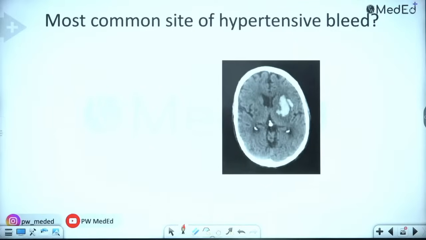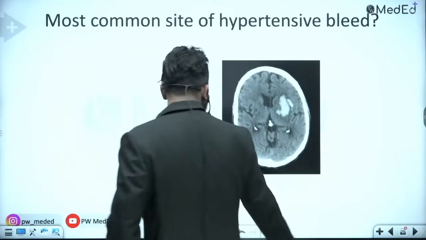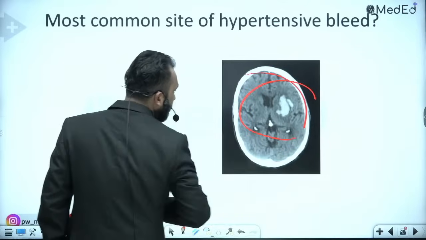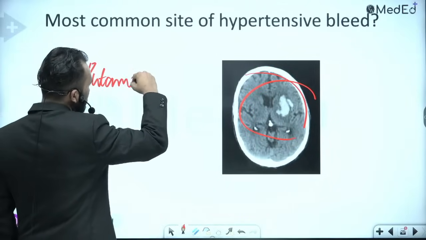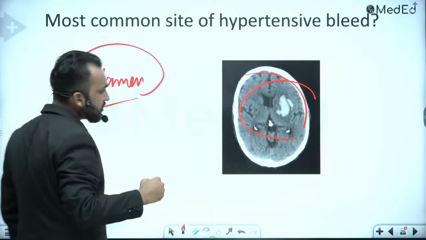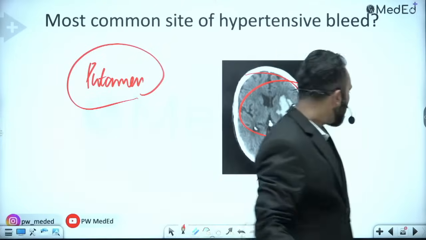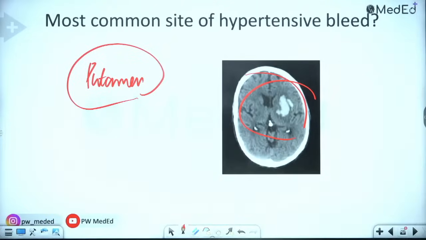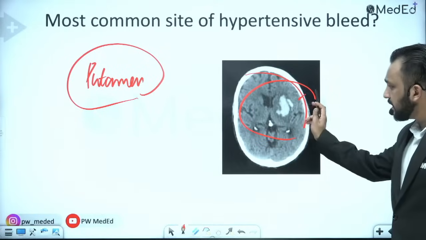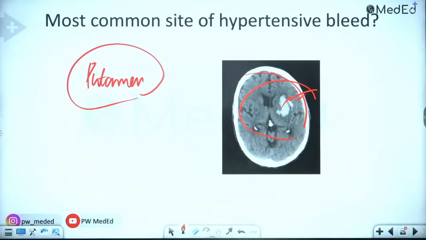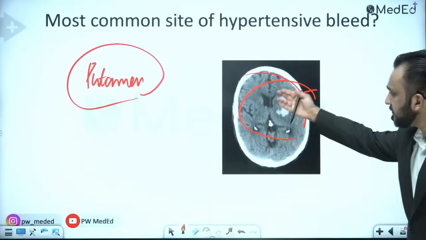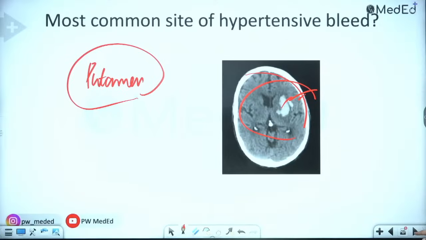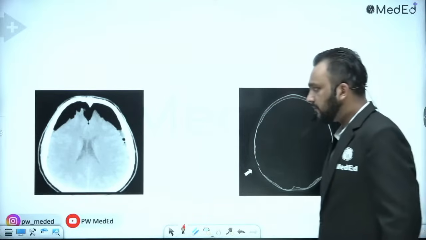Most common site of hypertensive bleed is your putamen. So many patients will have a history of hypertension, they will come to the emergency with altered sensorium or hemiparesis, and you will see an area of hyperdensity in the region of basal ganglia, and this is also causing mass effect in the form of effacement of the left lateral ventricle.